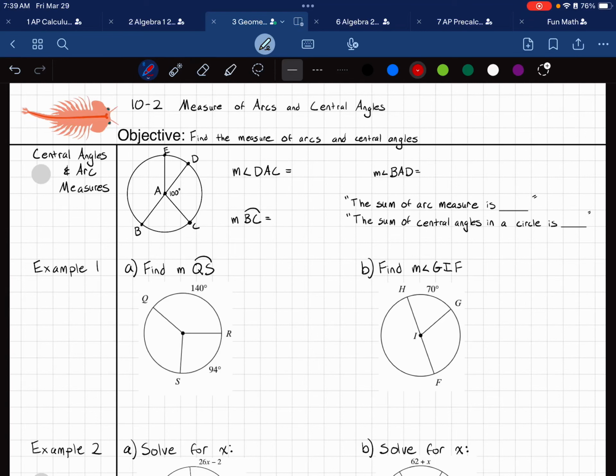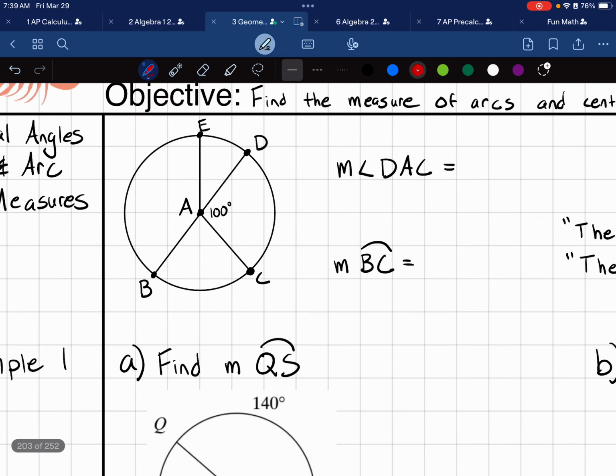This is Geometry, Lesson 10-2, Measure of Arcs and Central Angles. Our objective is finding the measure of arcs and central angles. So I want to talk about the angles of circles.